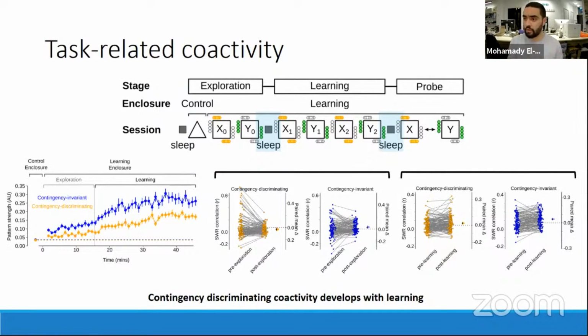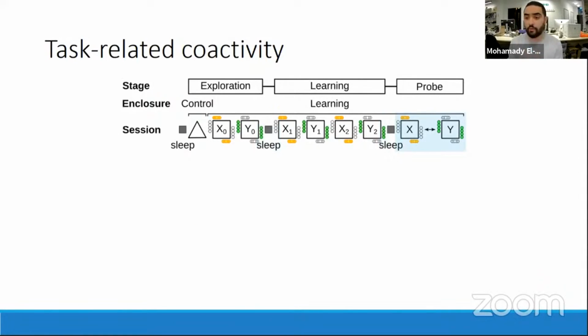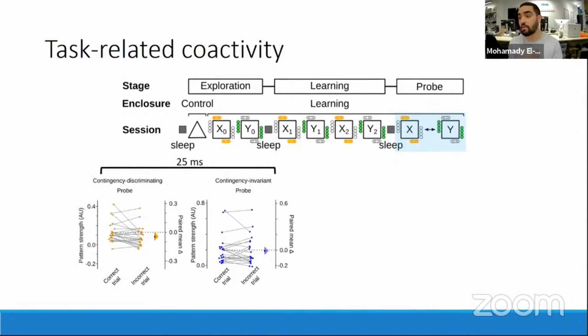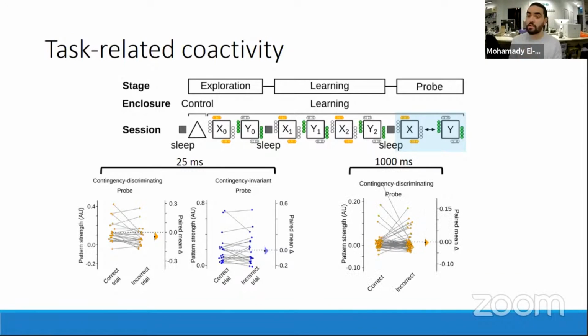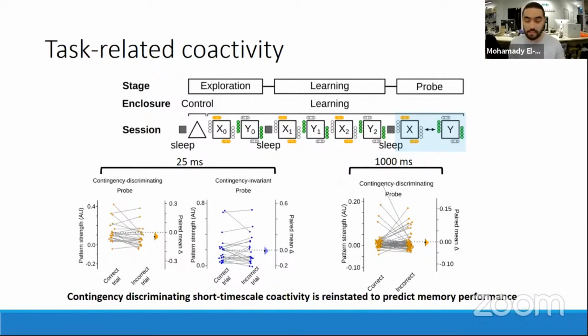So together, this data from both the online behavior and the offline reactivation suggests that contingency discriminating coactivity develops with learning. We can also relate it more directly to performance in the probe, and we see that contingency discriminating coactivity is stronger before correct compared to incorrect trials. The same is not true for contingency invariant patterns. And interestingly, if we look at longer timescale coactivity patterns that are contingency discriminating, while we can see contingency discrimination at these longer timescales, these patterns are not reinstated in a probe in a manner that predicts performance, suggesting that this is a particular feature of these short timescale coactivity patterns.